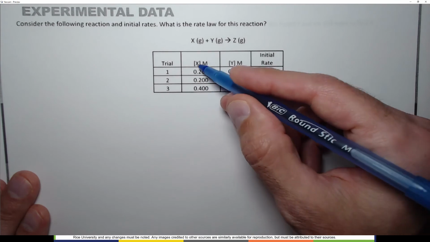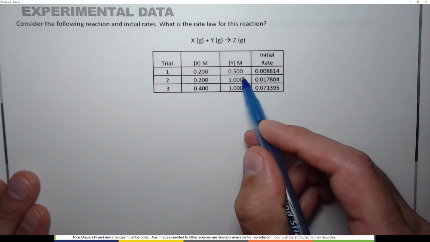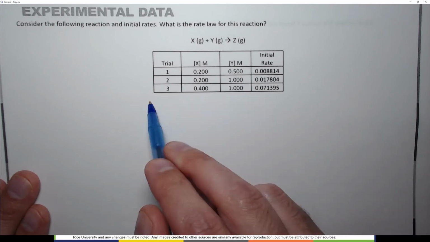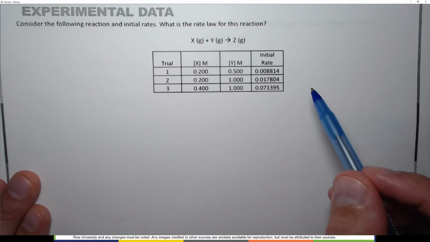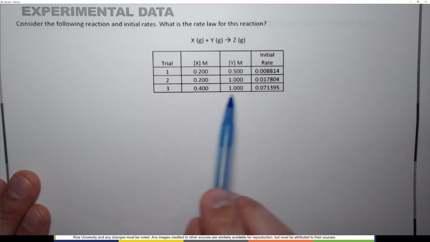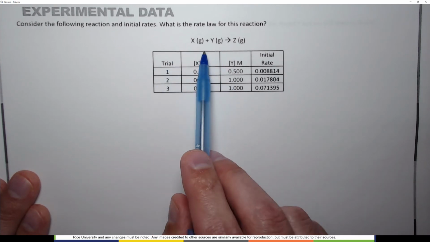So by making the table in this way, we minimize the variables, right? Because concentration of x is not a variable here, and here concentration of y between these 2 trials is not a variable. If we can isolate the variables and do a bunch of math, we can figure this out. Before we start, let's write the general rate law for this reaction.